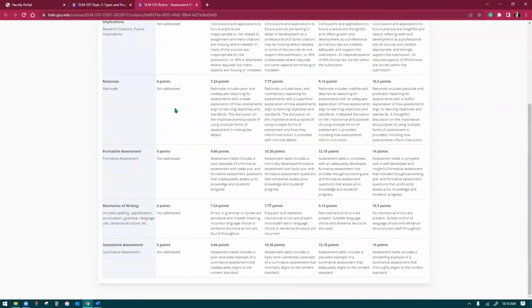And then we have the rationale, your reason for choosing these, your formative assessment. The table is well developed and thought-provoking. It proficiently looks at their prior knowledge and guides their assessment. And then we have the mechanics and then the summative assessment. So if you just do something like a multiple choice test, it's not going to be a compelling example, as the rubric says.